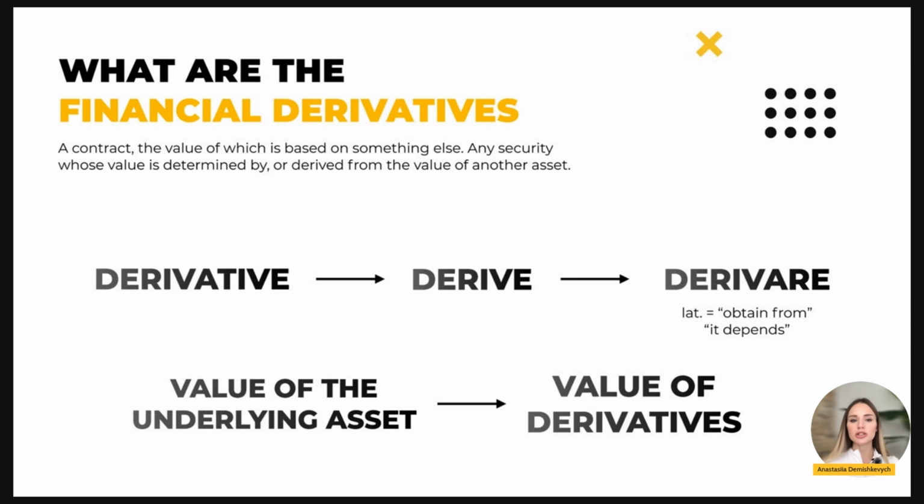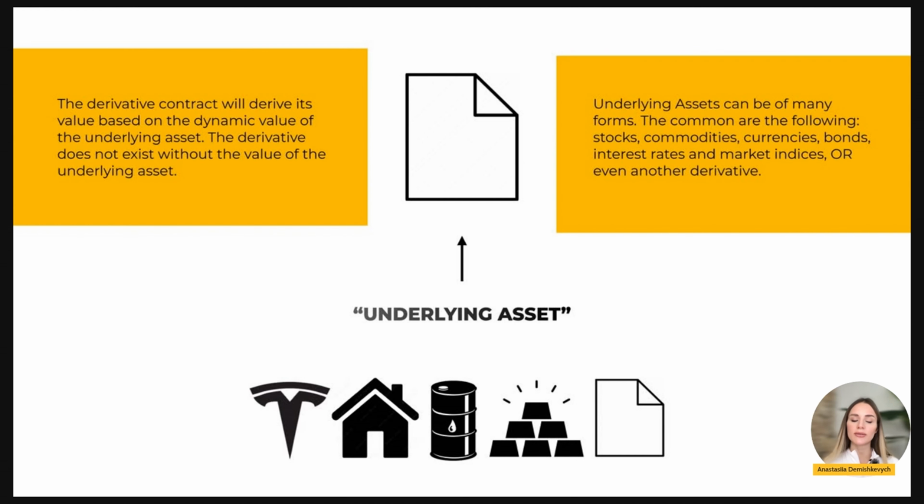It's pretty much like betting on the outcome of a football game. You don't own the game or the ball itself, but your bet is tied to the result of the match. In derivatives, the value is always connected to the underlying asset.